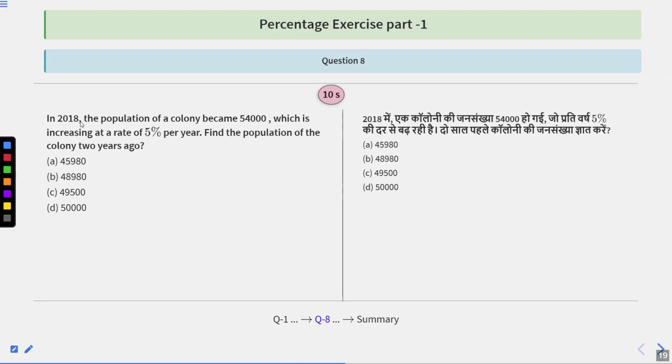Next, in 2018, the population of a colony became 54,000, which is increasing at a rate of 5% per annum. Find the population of the colony 2 years ago. Four options have been given to you, and I'm giving you 10 seconds to find out the right answer. After that, I will do the solution for you.